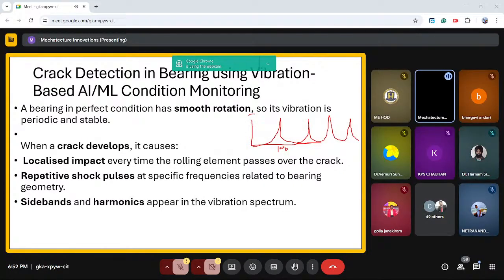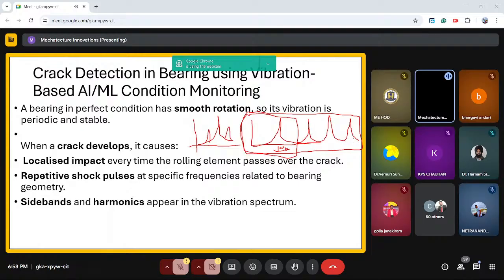So previously you had only one peak in your system, but suddenly you will see so many peaks, which are harmonics, which means multiples of the basic frequency. What are sidebands? If this is your frequency in the FFT, you will have one more peak on this side and one more peak on this side. They also will be in harmonic, but there will be a peak on both the sides. That's why it's called sideband.